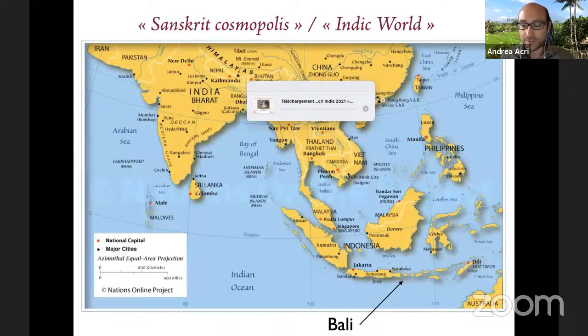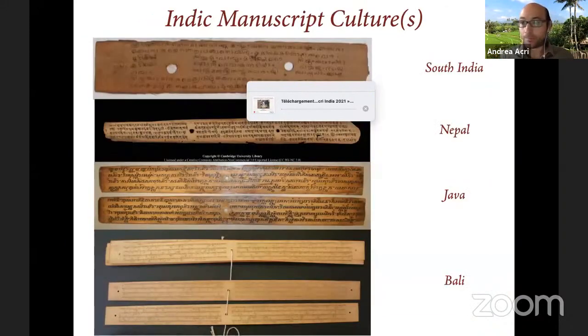First of all, geographically, you see the small island of Bali is just next to the island of Java in what is now the archipelagic state of Indonesia. So it's a small territory, but with a very rich tradition of manuscript. And it was once part, of course, in the pre-modern world, of the so-called Indic world, the Sanskrit cosmopolis. So it was deeply influenced by Indian culture and Sanskrit language. And so it has its own tradition of manuscripts on palm leaves.